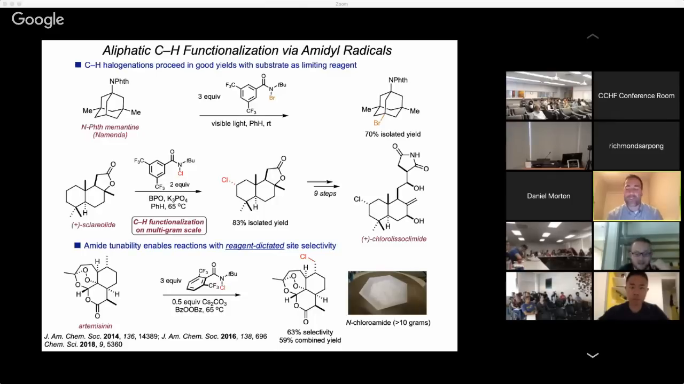One thing I'll mention, these are really easy reagents to make. Here I show you over 10 grams of the chloroamide from that artemisinin reaction. You can really make as much of this reagent as you would want. Very easy to do.